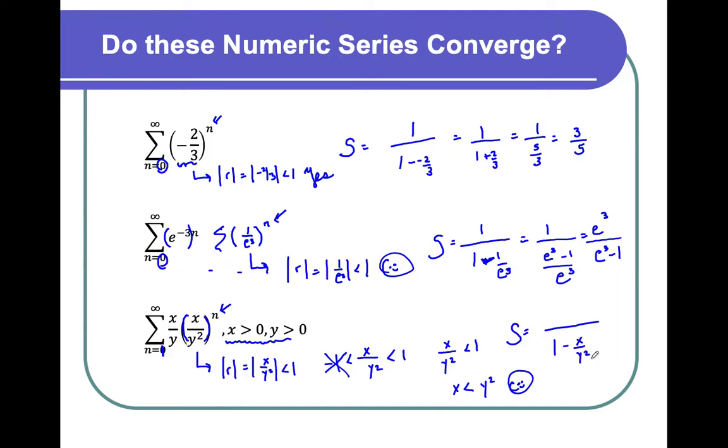But what is my a? My a is x over y times x over y squared to the first. So isn't that x squared over y cubed? That goes here.